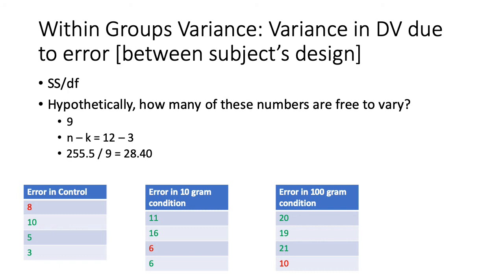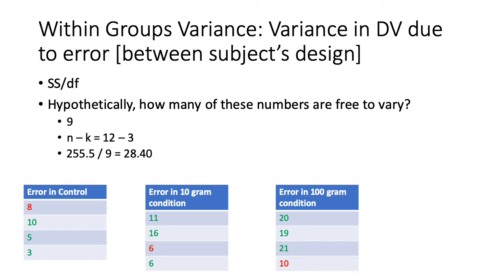So now we're on to the within groups variance, and particularly the degrees of freedom within groups, right? Variance is sum squares divided by degrees of freedom. The question we're asking is, hypothetically, how many of these numbers are free to vary? And so we go back to our sum squares within calculation. Remember, we calculated the sum squares within the control group, the sum squares in the 10-gram condition, the sum squares in the 100-gram condition. We did those individually, then we added them up.